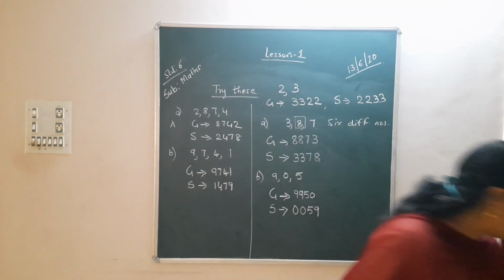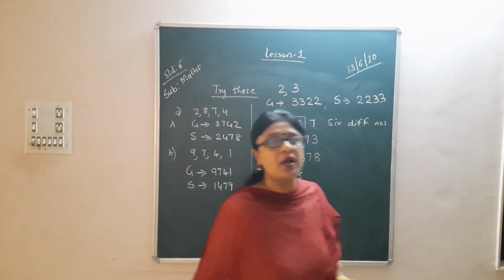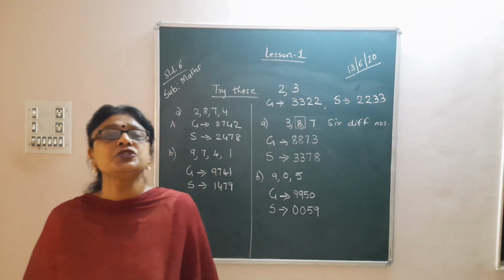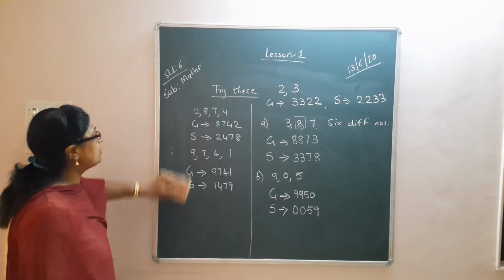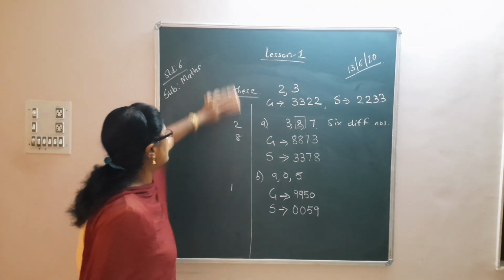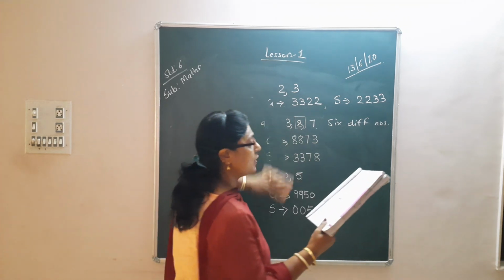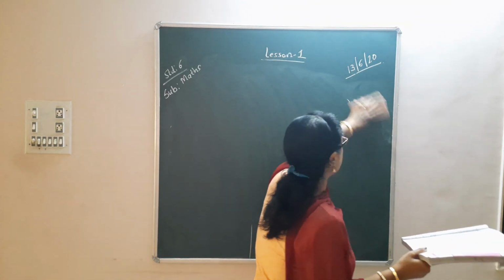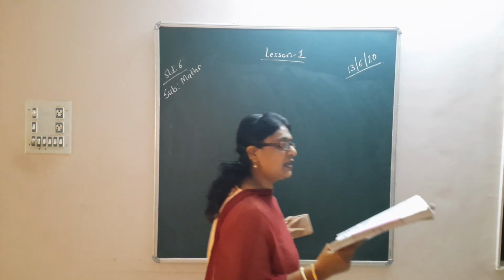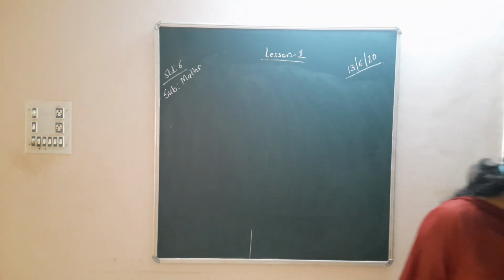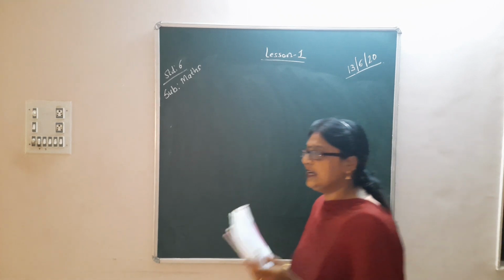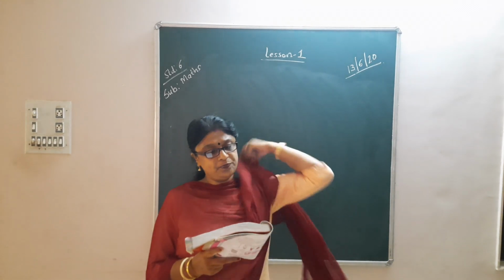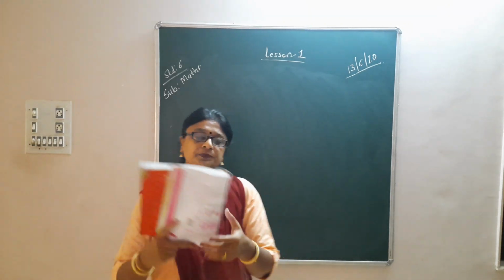You very well know what is ascending order. Ascending order means you have to arrange the numbers from small to big. And descending order means you have to arrange the numbers from big to small. So you can see on page number 5: arrange the numbers in ascending order and arrange the numbers in descending order, right? Okay, so I will do one for you in each.